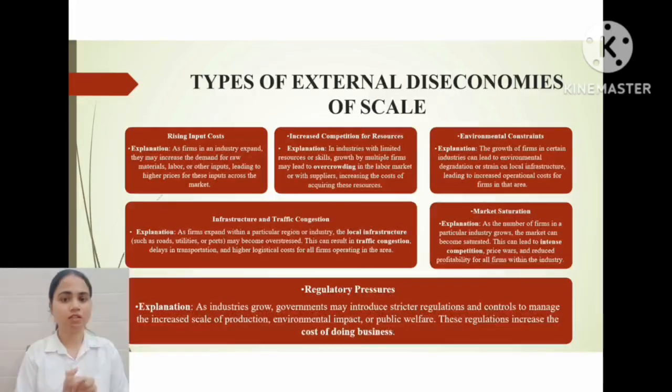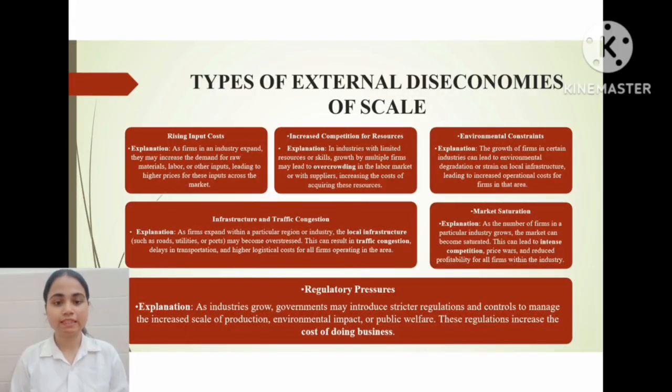The fourth one is infrastructure and traffic congestion. In this, as firms expand within a particular region or industry, the local infrastructure suffers, resulting in traffic congestion, delays in transportation, and higher logistical costs for the firms operating in the area.